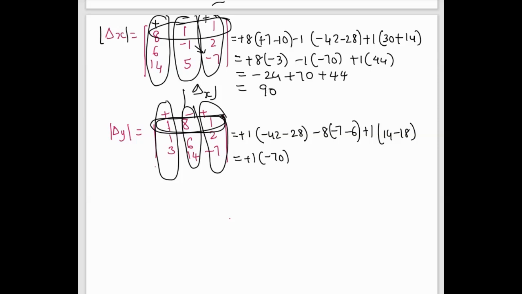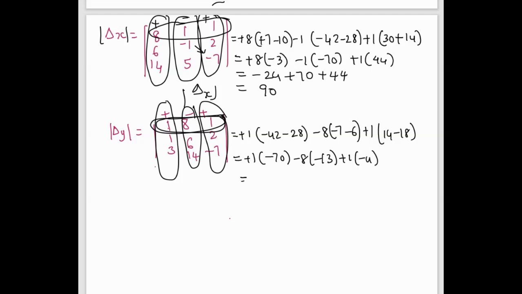42 into 28 is, it is not 70, sorry, yeah, 42 into 40, yeah, correct, 70 minus 70, then minus 8 into minus 13, then plus 1 into minus 4.